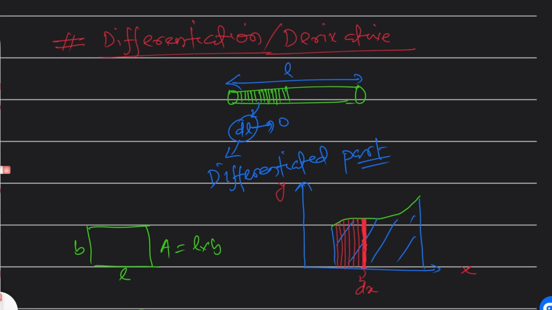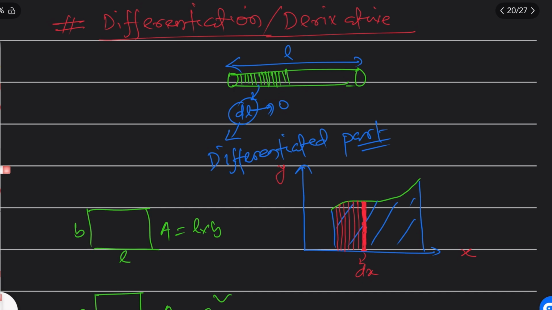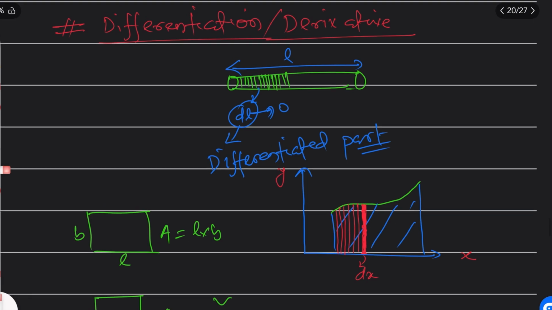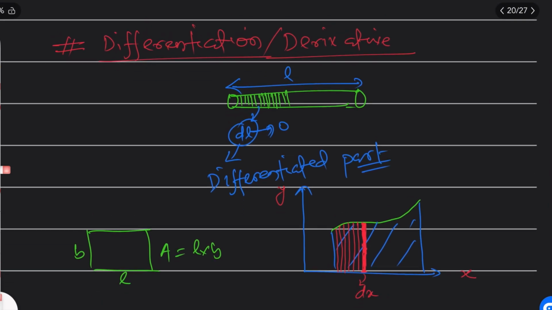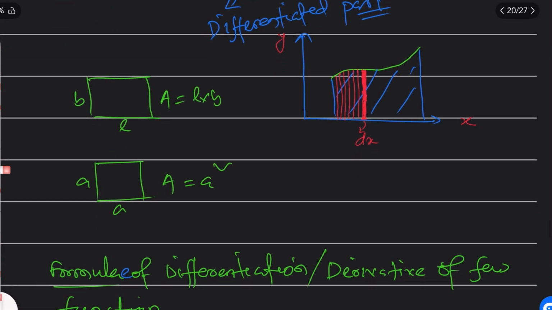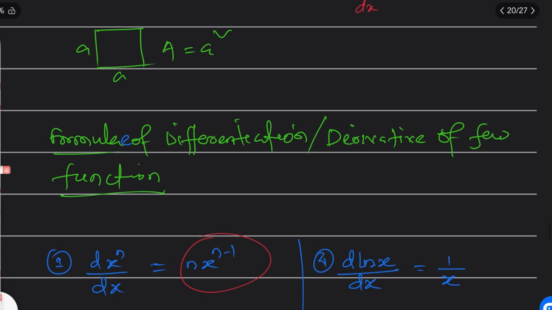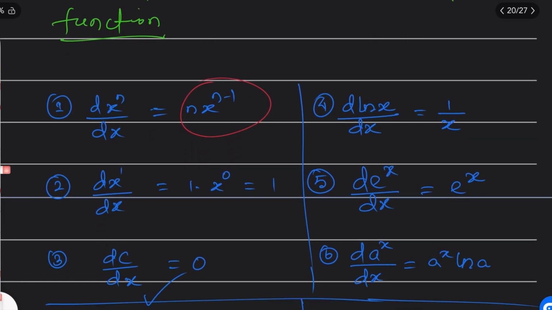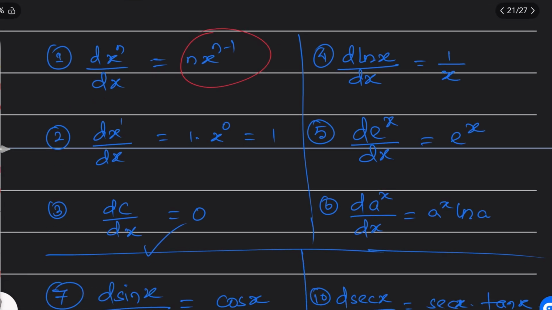So let's start. See, differentiation we discussed in the last video. Let me recap that and try to understand once again. Differentiation means if I'm trying to divide a large section into smaller sections, then we call it the differentiated part. This is the meaning of differentiation. First we discussed the formulas. So what are the formulas of differentiation? Differentiation of x to the power n is n x to the power n minus 1, right? Similarly, the differentiation of x is 1.